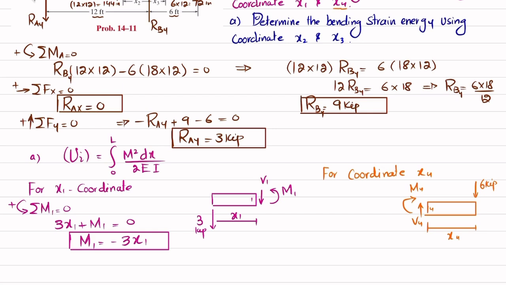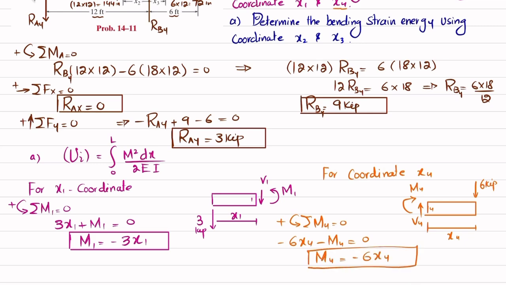So how will we find this M4? By using the equation of equilibrium, that sum of all moments about point 4 is equal to 0, and taking the counterclockwise moment as positive. So this force 6 into x4 is producing moment about point 4, that is clockwise, so it will be minus 6x4. So minus 6x4 plus M4 is equal to 0. So from here you will get M4 is equal to minus 6x4. Now you have both the moments.